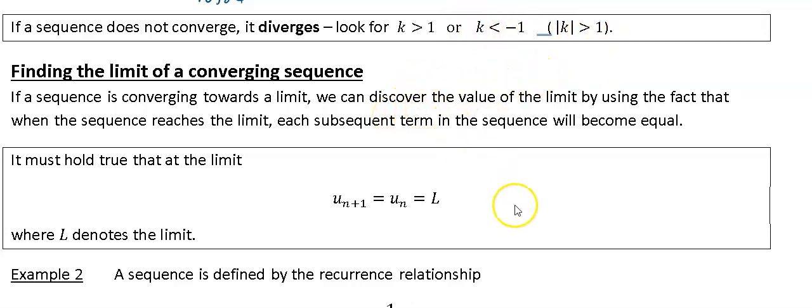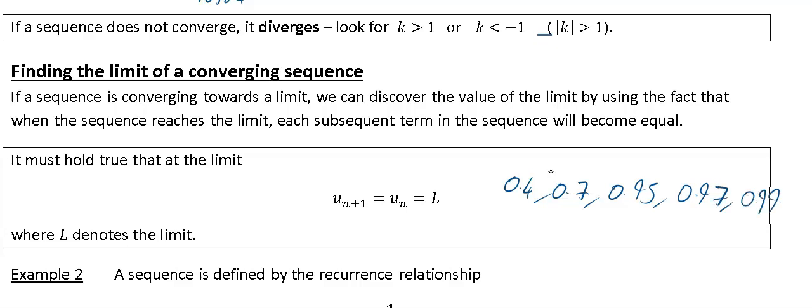How do we find the limit of a converging sequence? If you imagine a sequence converging to 1, the first term may be like 0.4, and maybe it's 0.7, then it goes up to 0.95, and then maybe 0.97, 0.99, and so on. It's going to keep going and going. You can see a sequence like that looks like it's getting closer and closer to 1. It got up quite quickly towards 1, and then it slowed down a wee bit. So it looks like it's going towards 1.